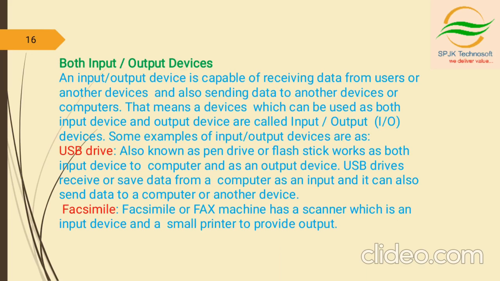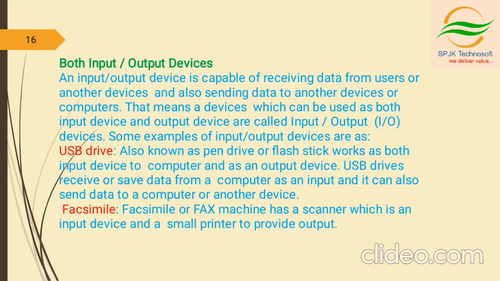Both input and output devices. Those are USB drive and facsimile. A USB drive acts as both an input and output device because it can give information through the cable and retrieve information through the cable. Facsimile is a fax machine. It acts like a scanner and printer. Printer is an output device, scanner is an input device.